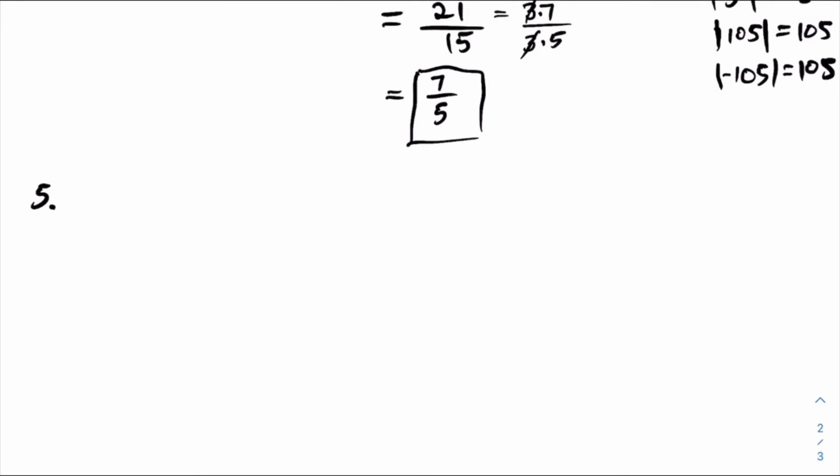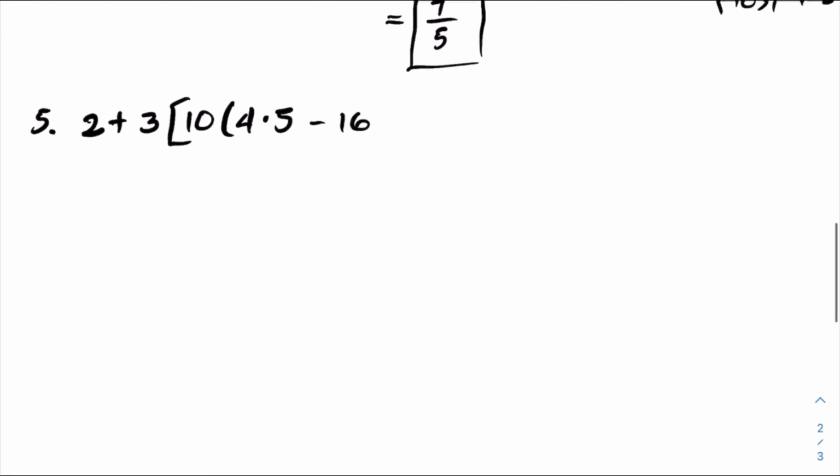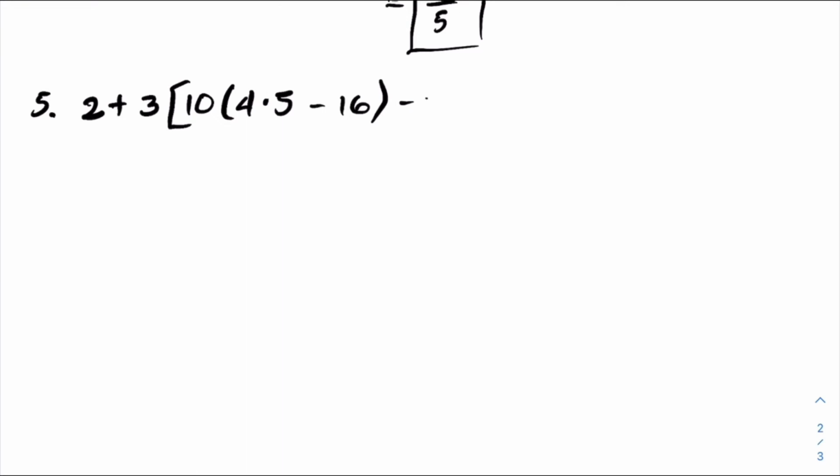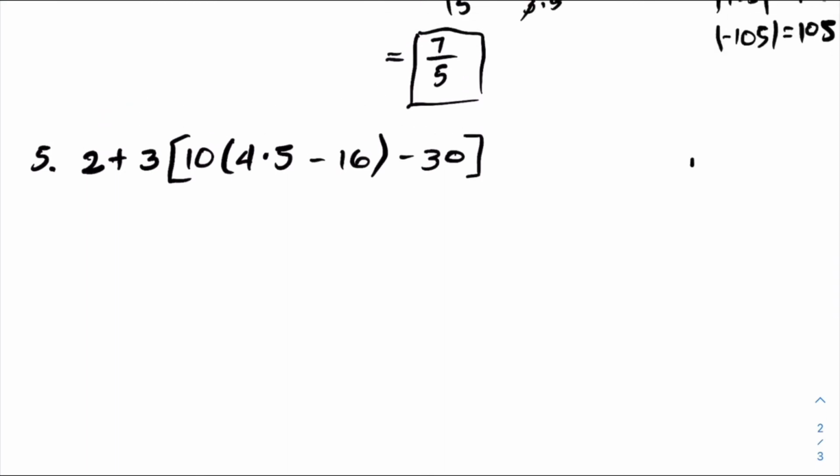And last one: 2 plus 3, open bracket, 10, open parentheses, 4 times 5 minus 16, close parentheses, minus 30, close bracket. Okay. Again, PEMDAS.